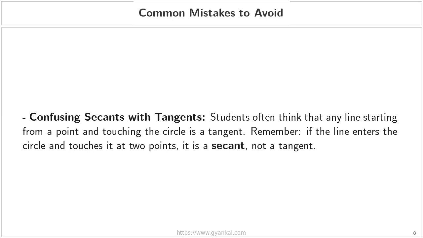As we discussed in our second slide, a tangent must touch the circle at exactly 1 point. If the line you are looking at enters the interior of the circle and hits the boundary at 2 different points, that line is actually a secant, not a tangent. Always check the number of intersection points.